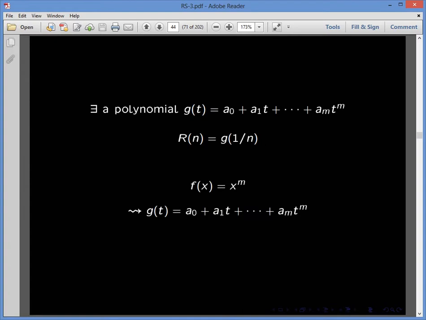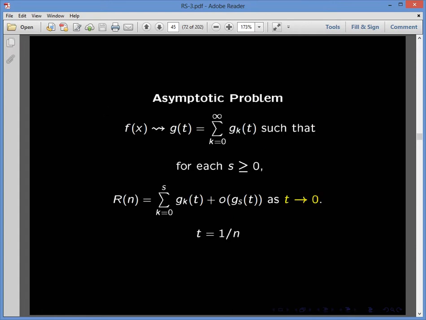So here's the big picture. I started with a sum of the function x to the m. I got this polynomial out of it. I'll stick in 1 over n, and that's the Riemann sum. So again, we don't expect polynomials in the general case. And what could be the best scenario? I guess it is a power series.